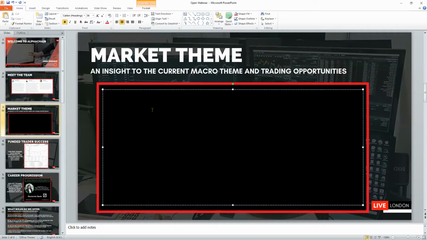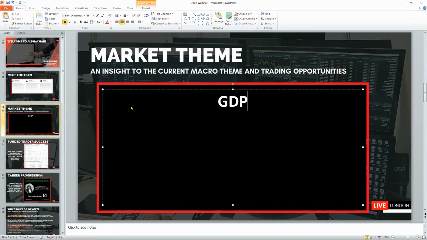So the key areas, right? So let's start with central banks. Now, there are three key main macroeconomic indicators a central bank views, and that is your GDP, you have your inflation, and then you have your employment levels.